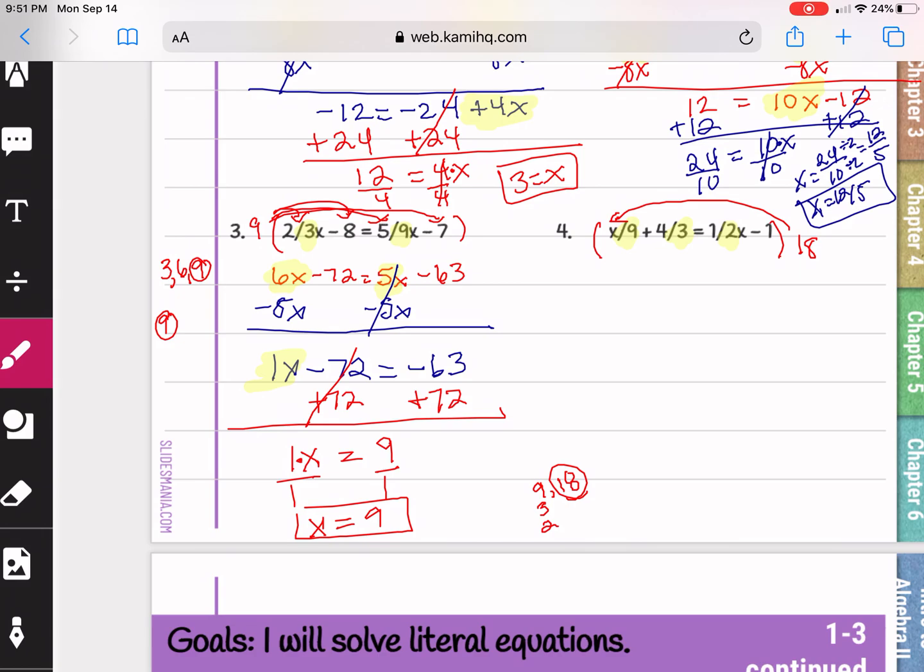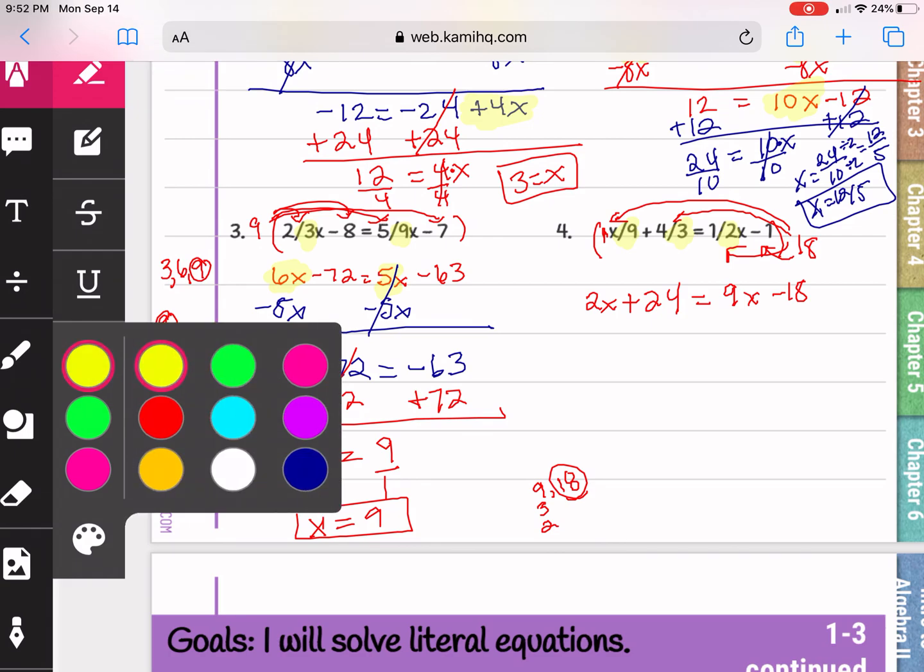So 18 times x over 9, I can put an imaginary 1 under the x. It becomes 18 divided by 9, or 2x. 18 times 4/3 would be 18 times 4, or 72. And if we divide that by 3, we get 24. Then 18 times 1/2 x would be 9x. And 18 times -1 is -18. So we multiplied everything by 18, and that got rid of our fractions.